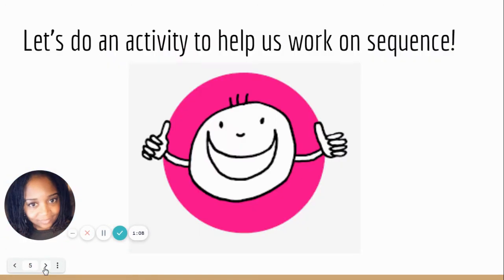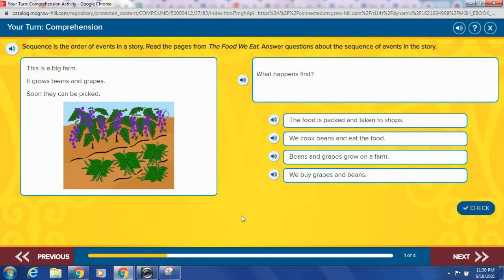So we're going to do an activity now to help us work on sequence. We're going to play a game, I guess it's a game, on comprehension. So sequence is the order of events in a story. So we're going to read the pages from The Food We Eat and answer questions about the sequence of events in the story. Let's read it together. If you need to pause it to read it on your own, please do. That will help you to understand the story more, help with your fluency and your comprehension.